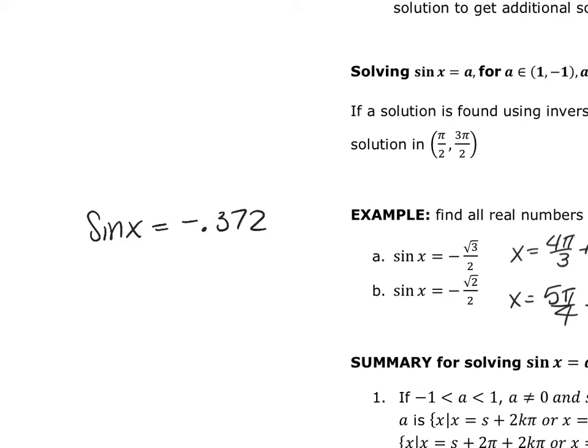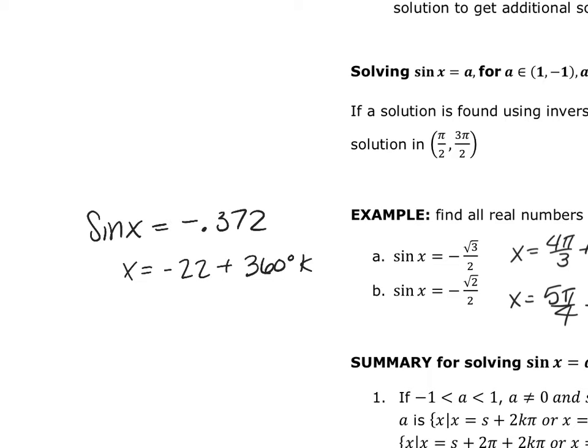So solve this one to the nearest whole degree. When you solve for this to the nearest whole degree, what do you all get? Negative 22. Plus, and what am I going to add to it? 360k. Now that satisfies it in quadrant 4, because that's where my inverse is defined.